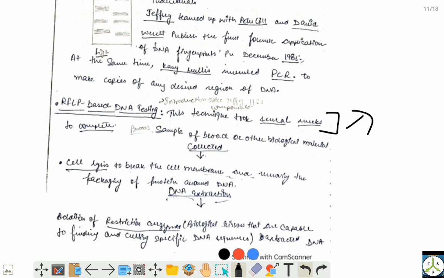First of all, we have to take the sample. Collect the sample such as blood or other biological material. Then we extract the sample to break the cell membrane and remove the package of protein around the DNA. That is the cell extraction. Then comes the addition of restriction enzymes. Restriction enzymes are biological scissors that are capable of finding and cutting a specific DNA sequence in the extracted DNA. Clear?